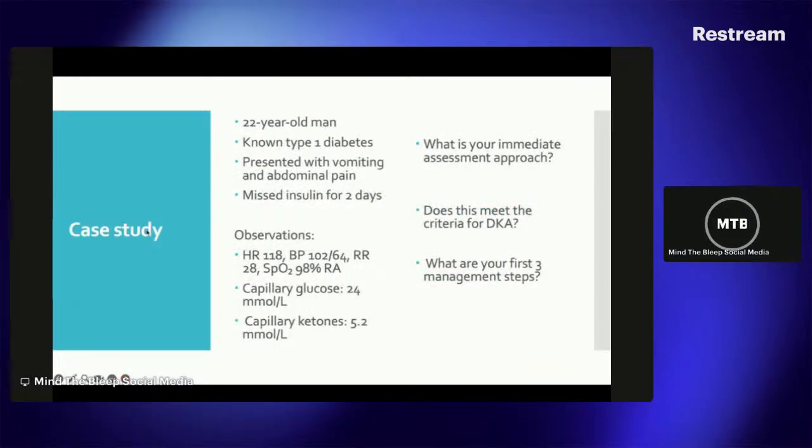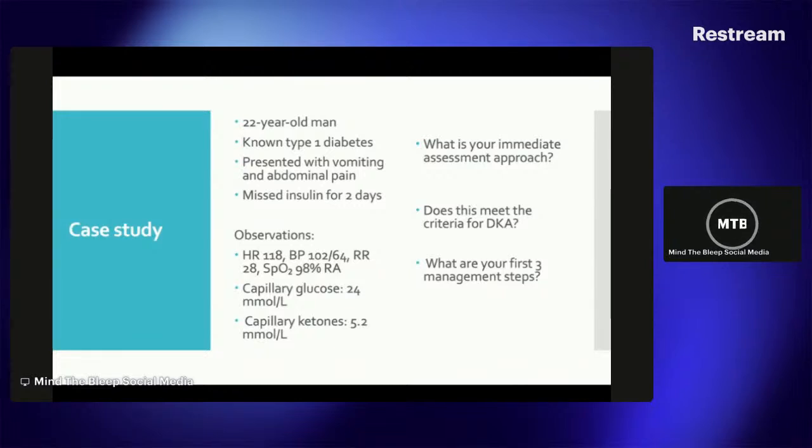Okay, now we have another case study. So we have a 22-year-old man. He's a known type 1 diabetic. He presented with vomiting, abdominal pain, and he missed his insulin for 2 days. In terms of his obs, his heart rate is 118, blood pressure 102/64, respiratory rate 28, and oxygen saturation 98% in room air. His capillary glucose was 24 millimoles per liter, and his capillary ketones 5.2 millimoles per liter.